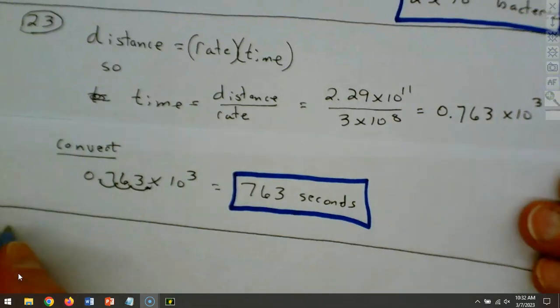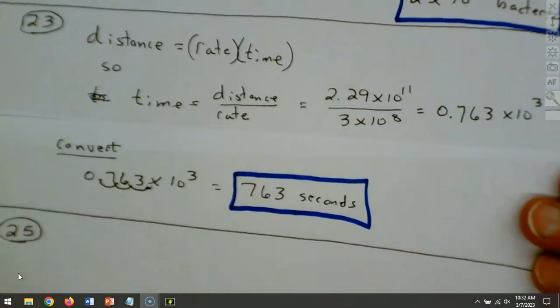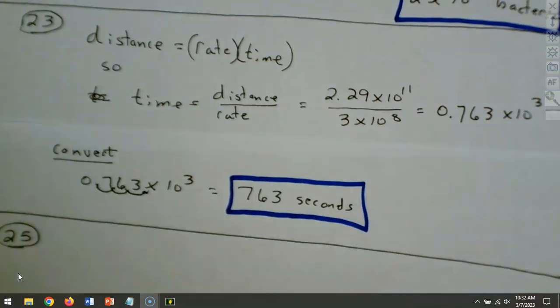I'm going to do 25. And this will be our last question for today. So I'm going to let you out a little bit early, because I don't want to start another section, because we won't be meeting on Thursday. So let's finish up 25.